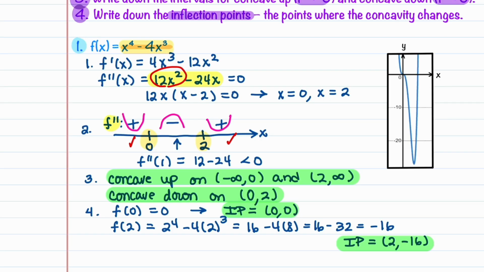Before we go on to the next problem, let's look back up here at our graph. We found that we have inflection points at 0 and at 2. Those are those points right there. And then our concavity changes to the left and right of those points. We have concave up in this region, and then we have concave down, and then we have concave up again.